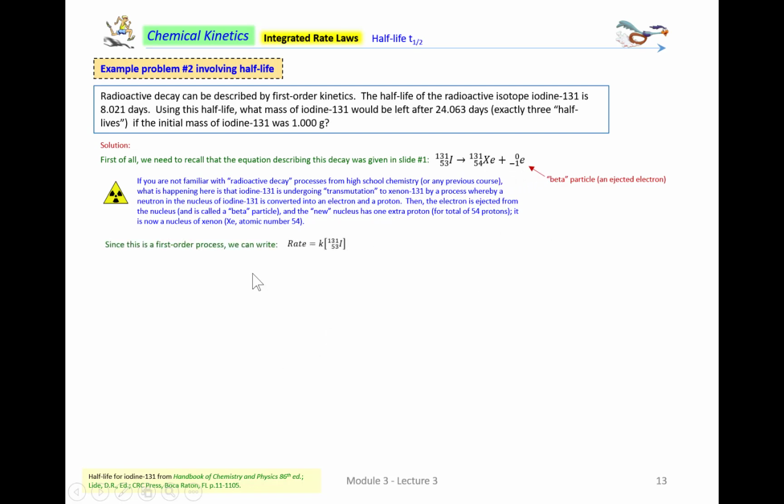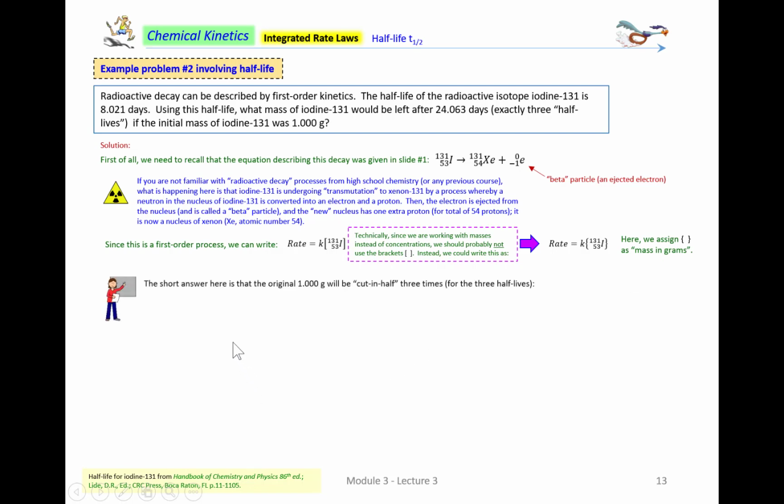Now, since this is a first order process, we could write rate equals the rate constant times the concentration of our reactant. If you wanted to be technical here, we probably should drop the brackets because we're not really dealing with concentrations, we're just dealing with masses. So I'll make the brackets look different here and write the rate expression like this. And so we assign these parentheses as mass in grams.